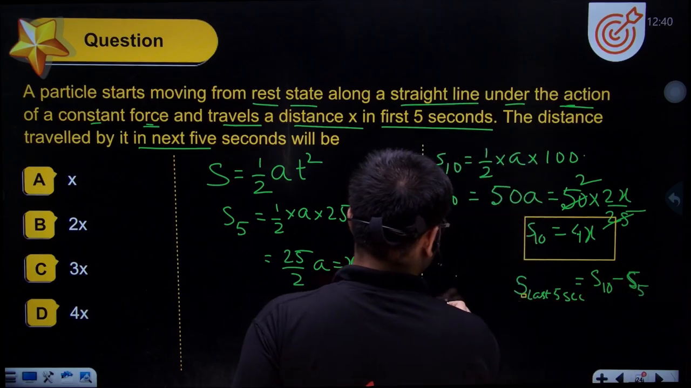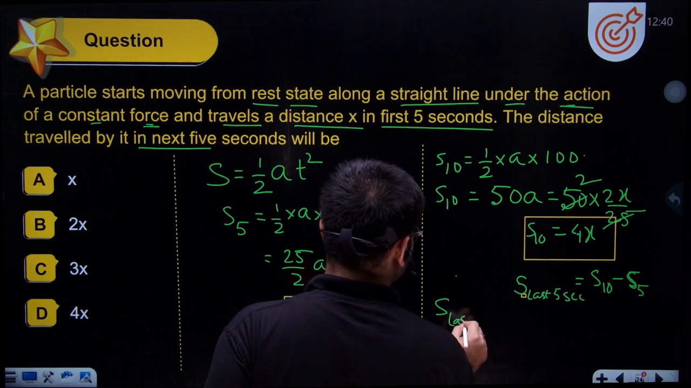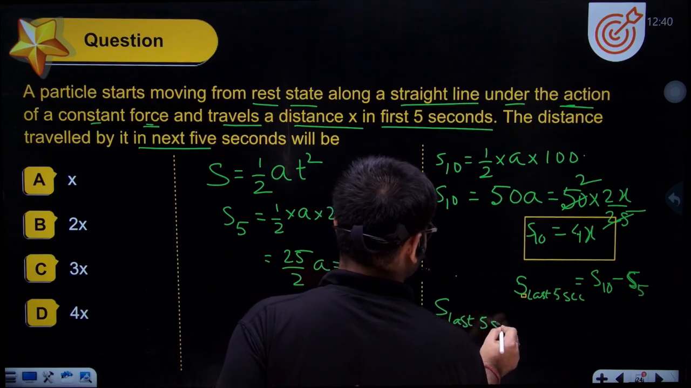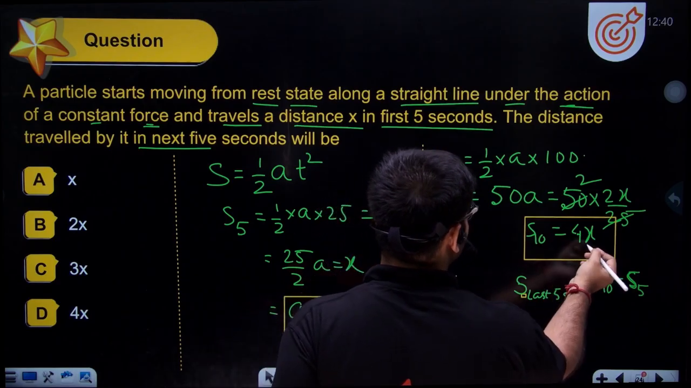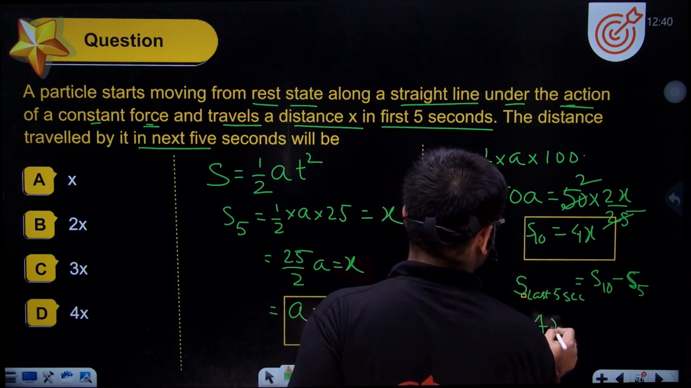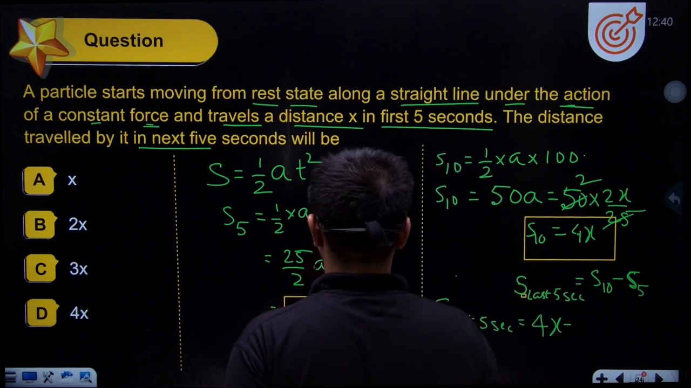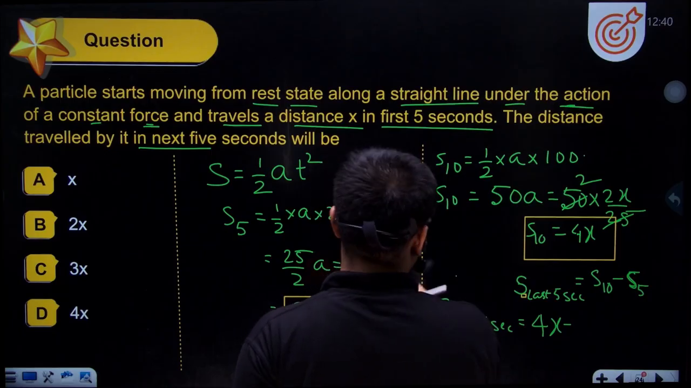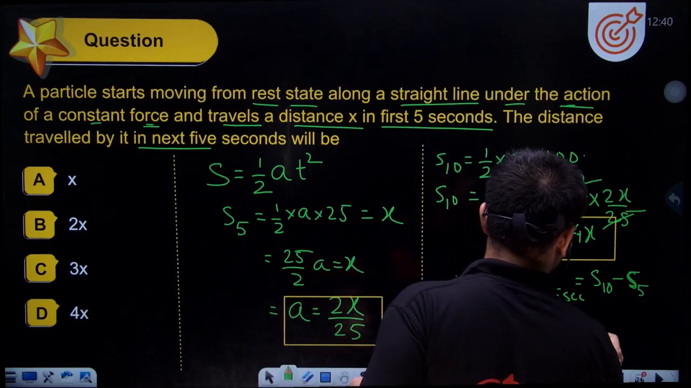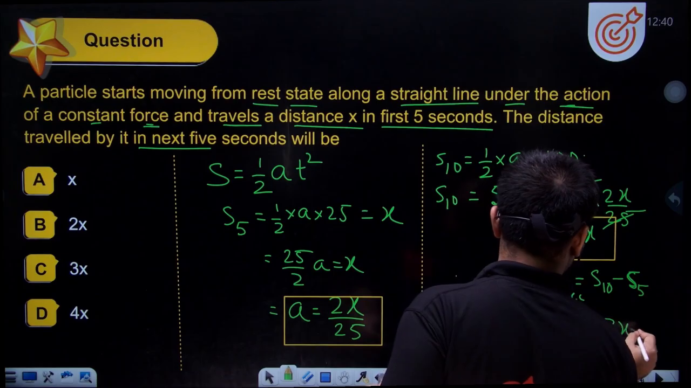Okay. So S in the last 5 seconds is going to be equal to S10 का वैल्यू है 4x और S5 का वैल्यू आपका कितना है x. So your answer is going to be 3x.